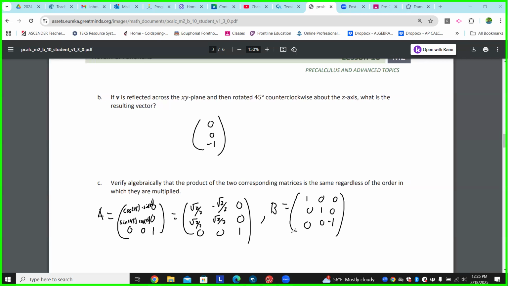All right, so our goal is to see, does A times B equal B times A? Because we just saw it earlier with a two-dimensional shape that it did not.